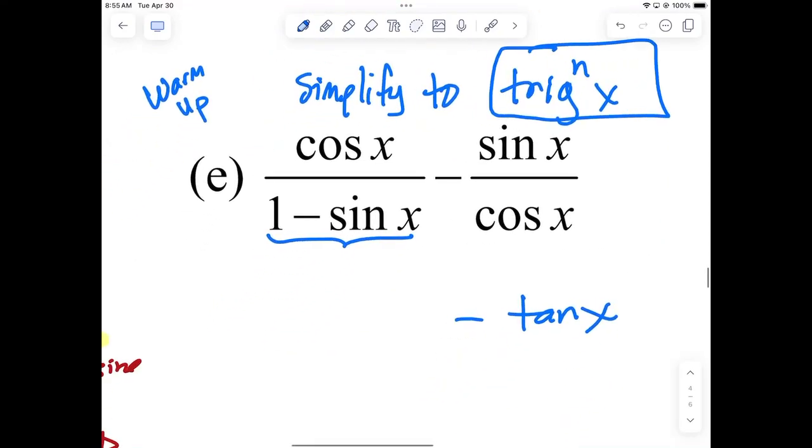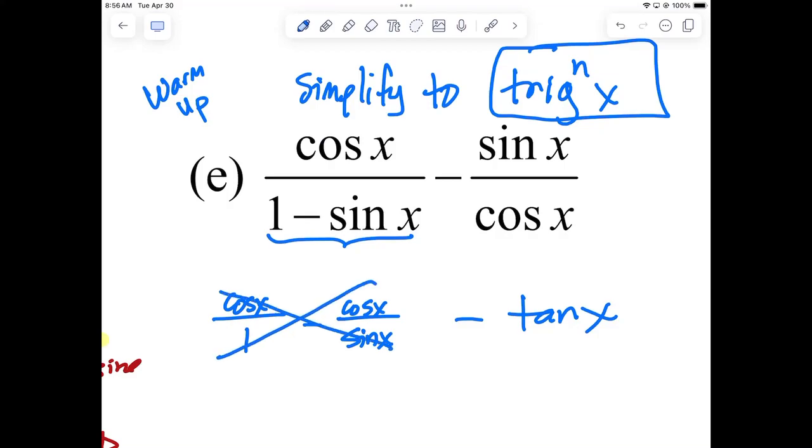So what can I do in that first term? Well, let me ask you this. Can I split up the denominator? Can I call it cosine of x over 1 minus cosine of x over sine of x? Is that legal? No. You cannot split up denominators like that.